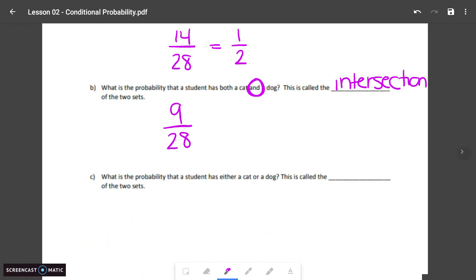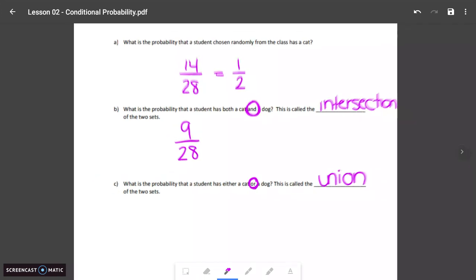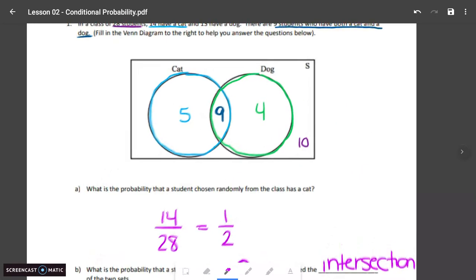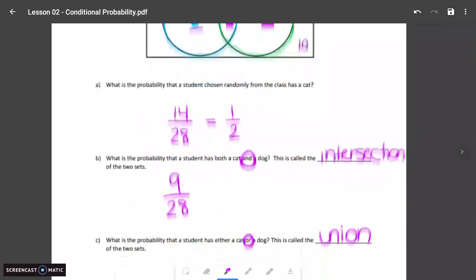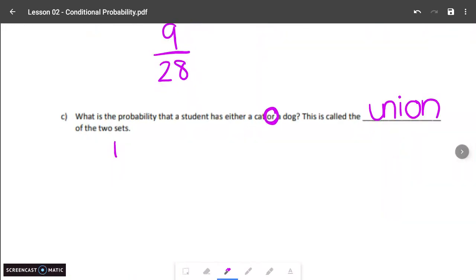Finally, what is the probability that a student has either a cat or a dog? Remember, when you see "or," that's the union. You're bringing everything together within the sets. What's nice about your Venn diagram is that by making this picture, you've already subtracted out the duplicates. So I could just take 5 plus 9 plus 4, and I get 18 students out of the total in the class of 28, which can simplify to 9 over 14 if I wanted to.